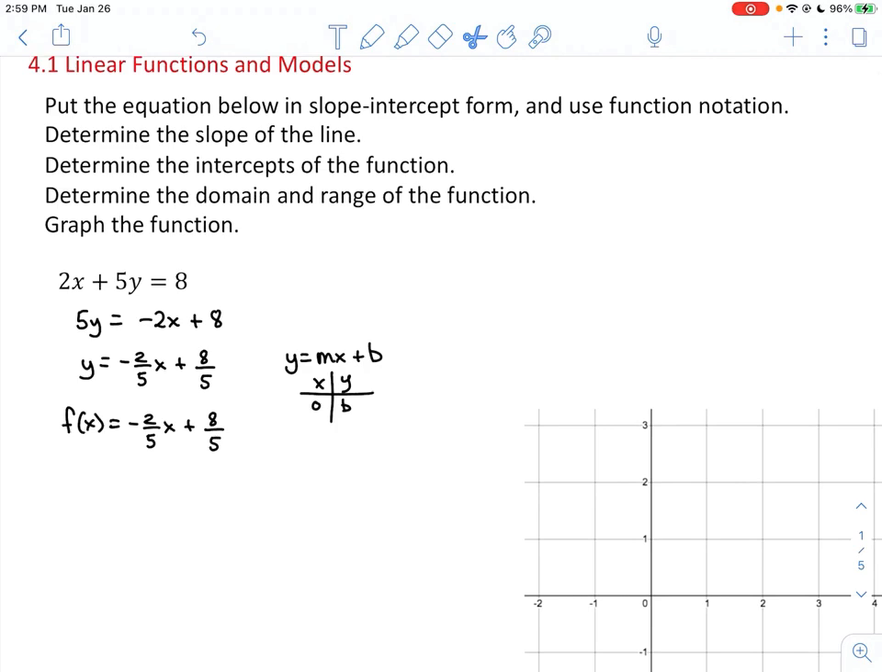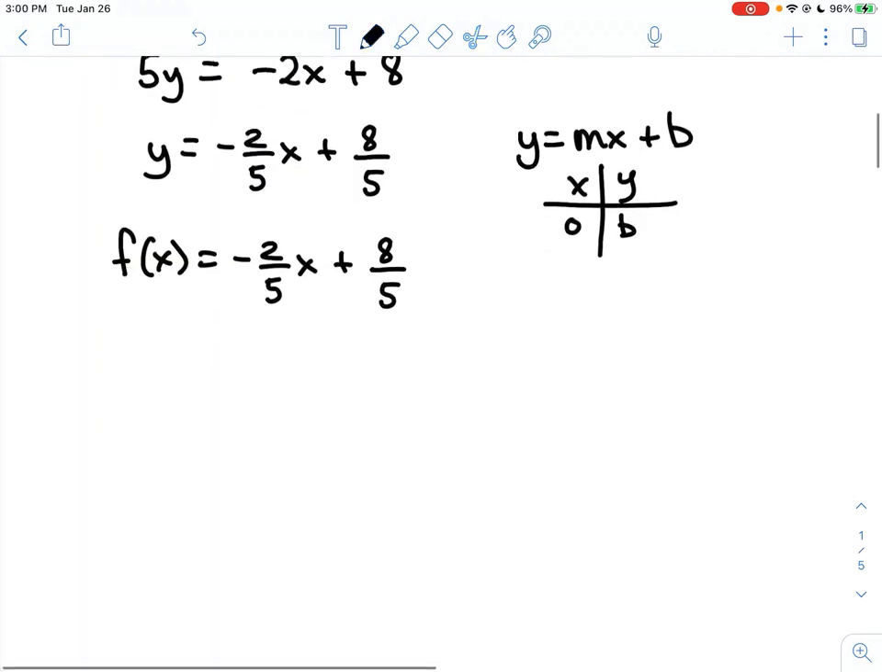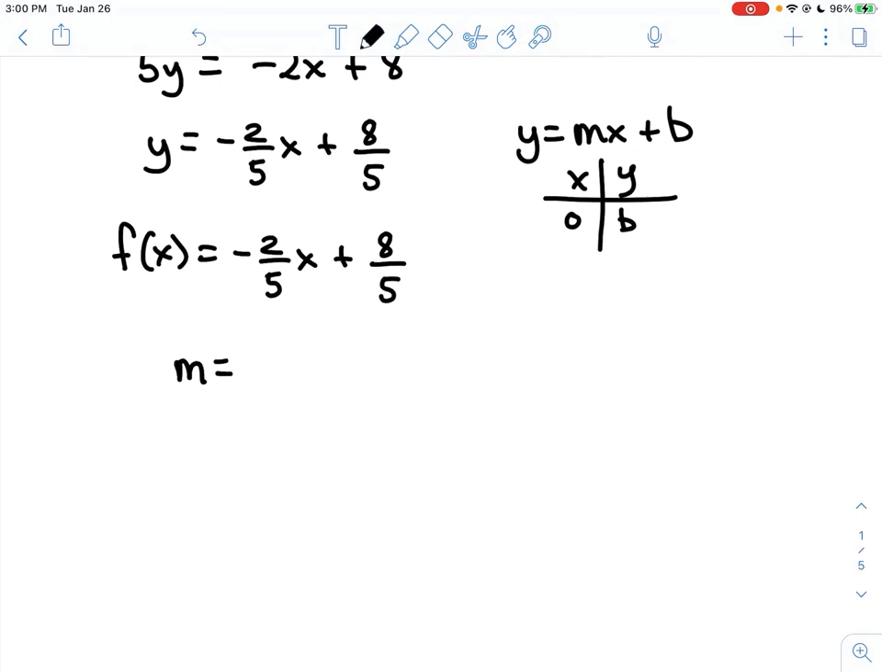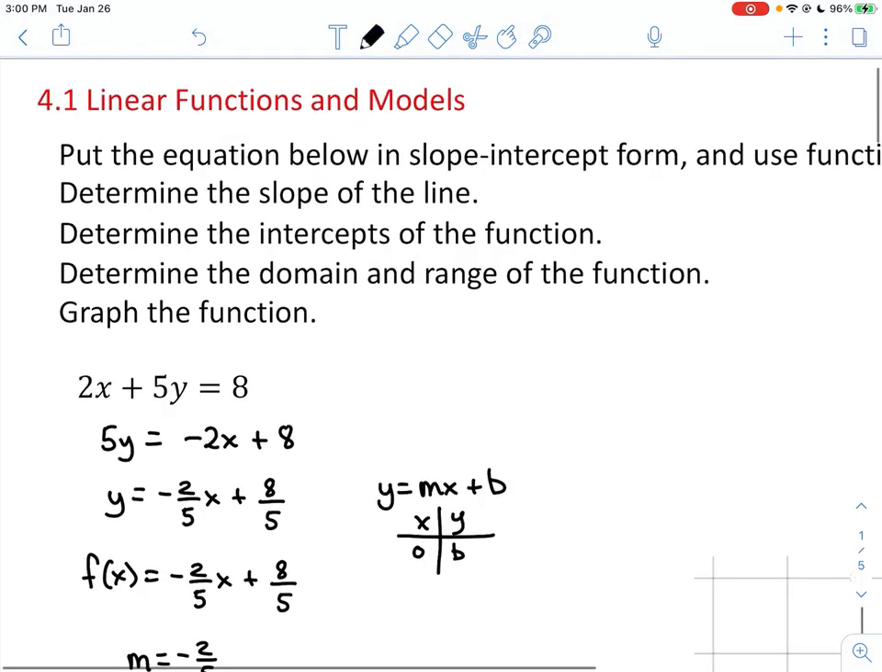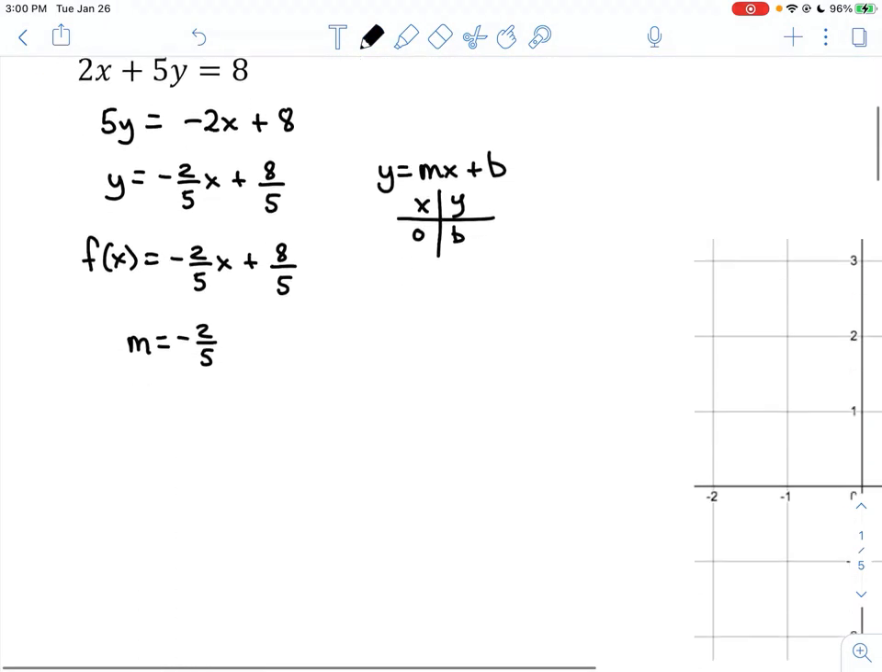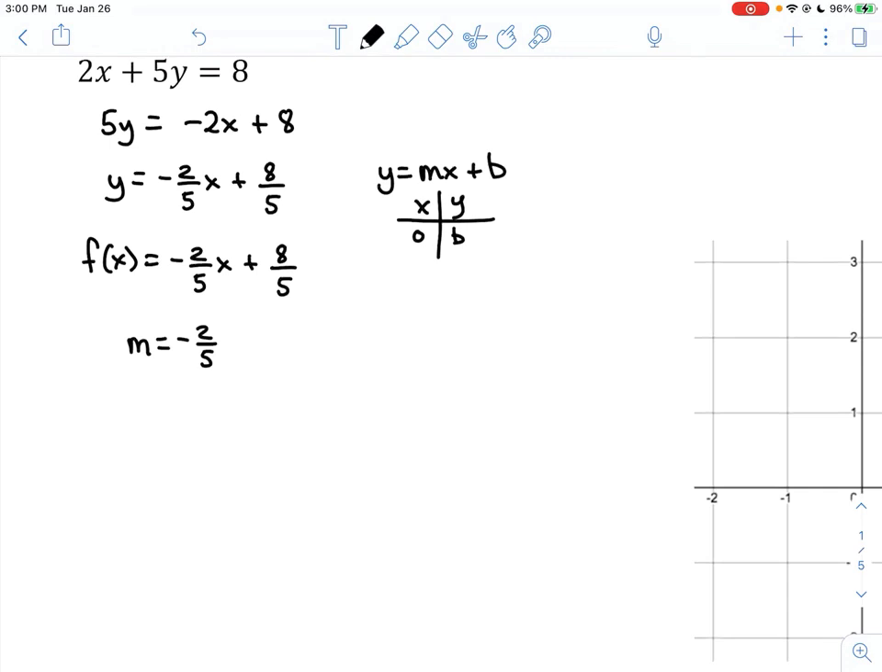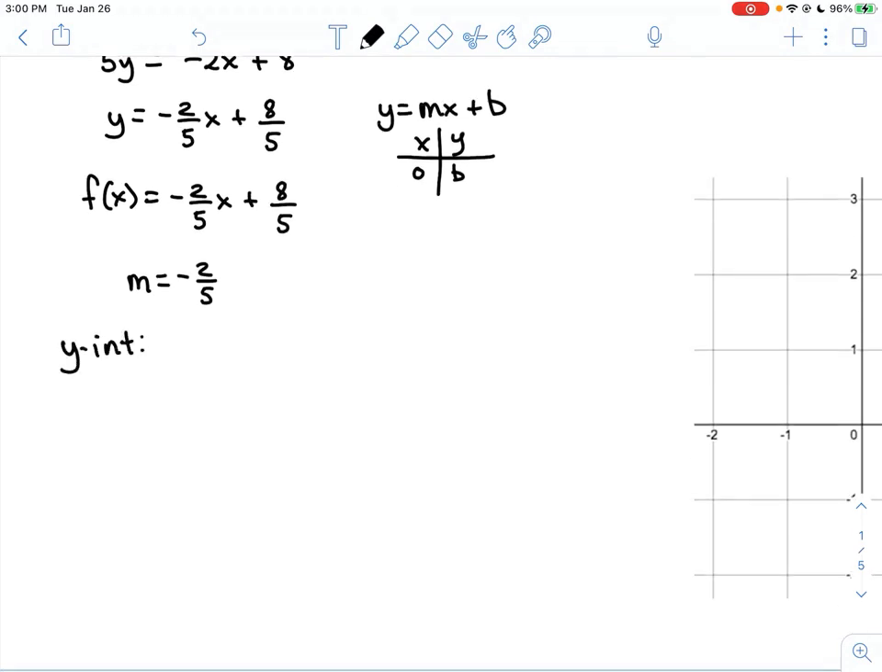Determine the slope of the line. So the slope of the line is the coefficient of x. We'll write that as m equals negative 2/5. Determine the intercepts of the function. So that means the x and the y-intercepts both. So if I'm going for the y-intercept, you just have to plug 0 in for x. And that, of course, is going to just give you this 8/5. So that tells us that the y-intercept is the point 0, 8/5.